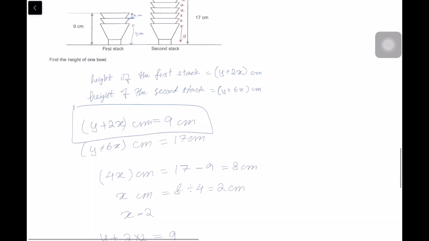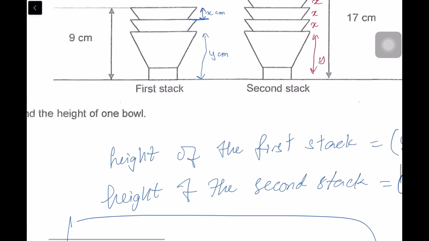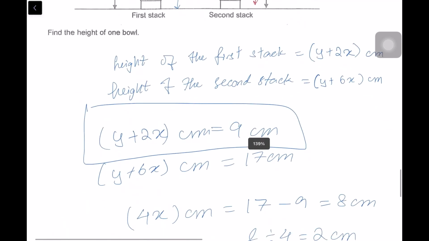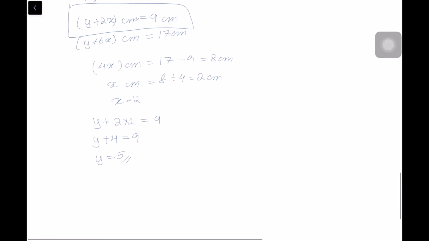And what is y? Y is the complete height of one bowl. So there you go. Using algebra, you find out that the height of one bowl is 5 centimeters.